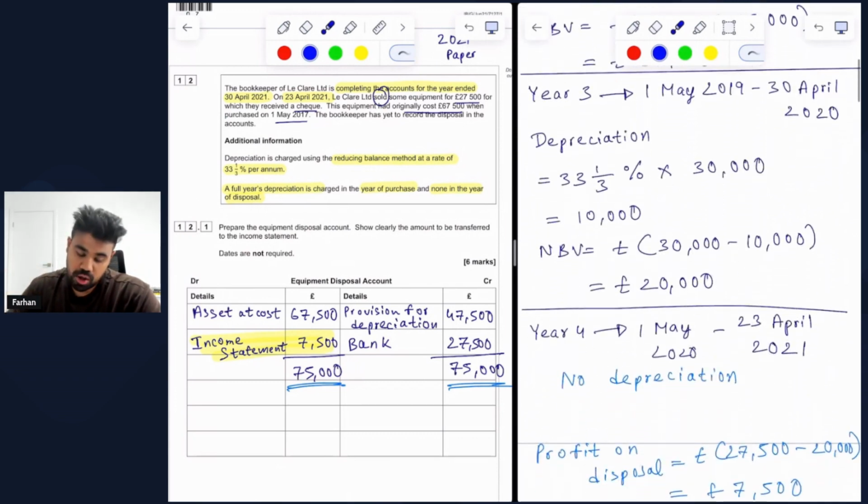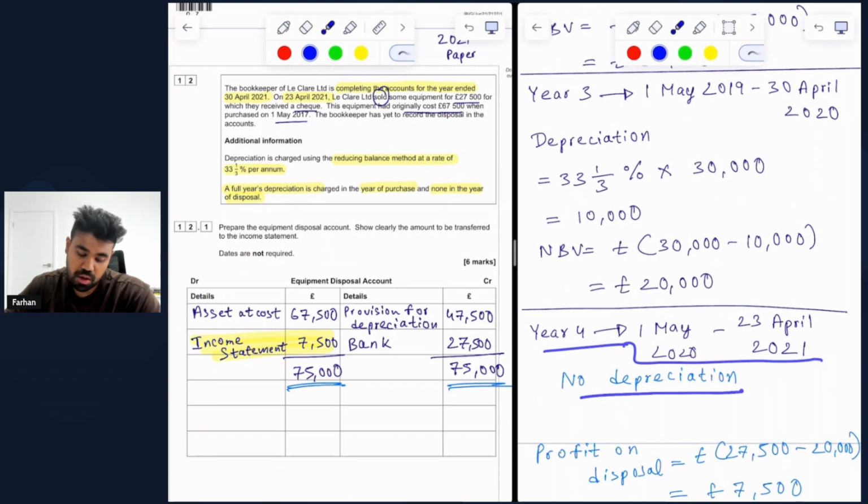What about year 4? So year 4 for the asset's use would start on 1 May 2020 and end on 23 April 2021, the day the asset was disposed. Now, the question explicitly mentions in the very last line that a full year's depreciation is charged in the year of purchase and none in the year of disposal. Given that we have figured out that year 4 is when the asset was disposed, this means that we cannot charge any depreciation based on the information of the policy that the business has.